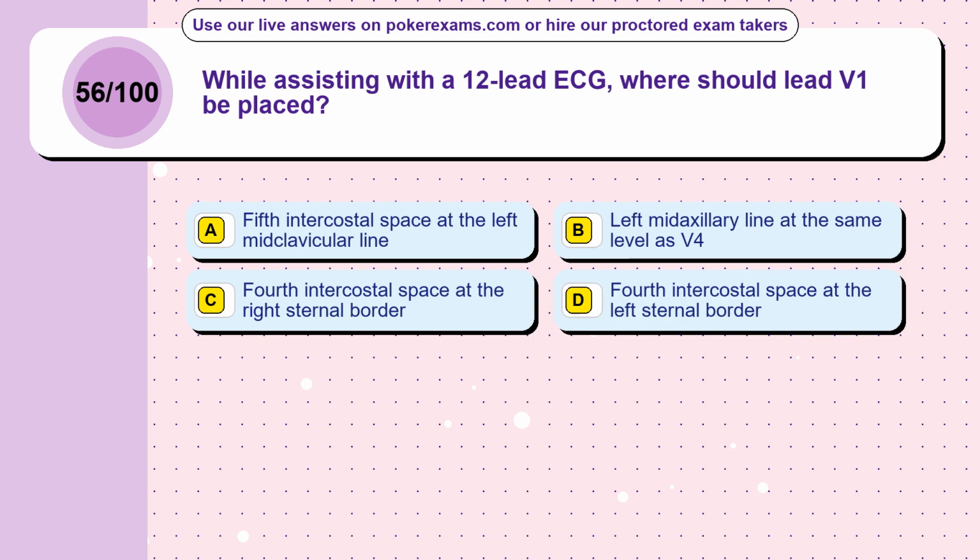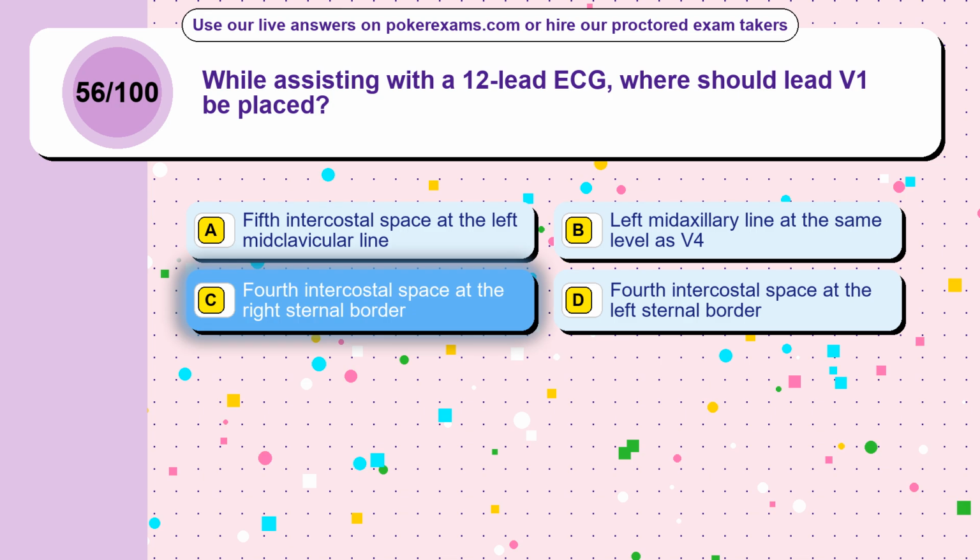Question 56. While assisting with a 12-lead ECG, where should lead V1 be placed? Option A. Fifth intercostal space at the left midclavicular line. Option B. Left mid-axillary line at the same level as V4. Option C. Fourth intercostal space at the right sternal border. Option D. A fourth intercostal space at the left sternal border.